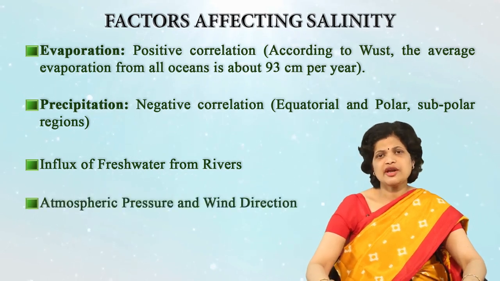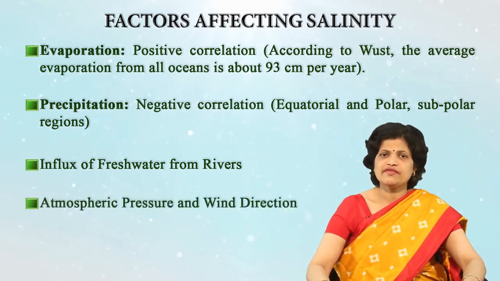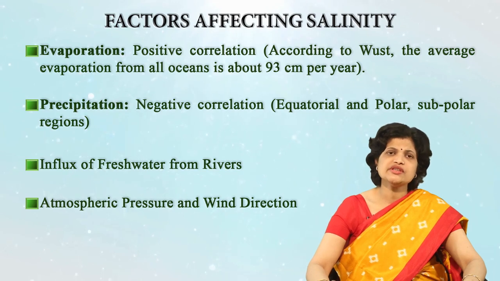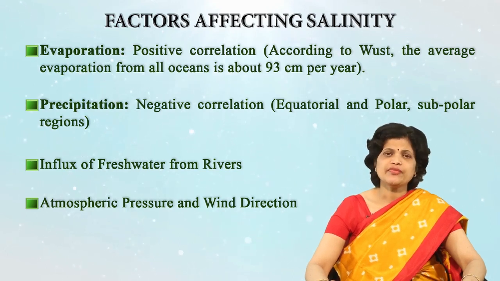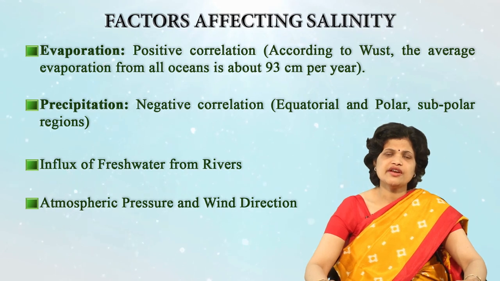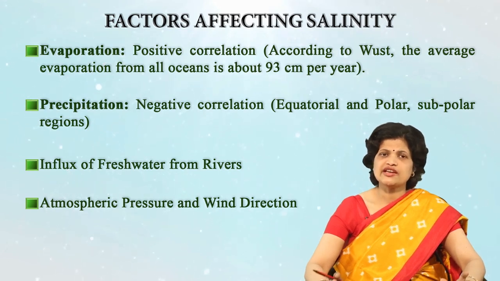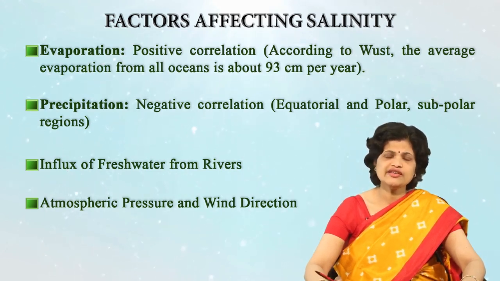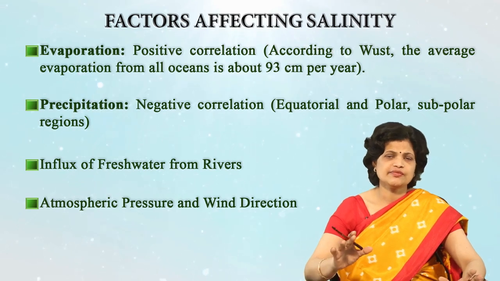Now, atmospheric pressure and wind direction also affect the salinity of the oceans. Let me explain atmospheric pressure first. In subtropical high pressure regions where there are calm conditions, anticyclonic conditions prevailing, salinity will increase.